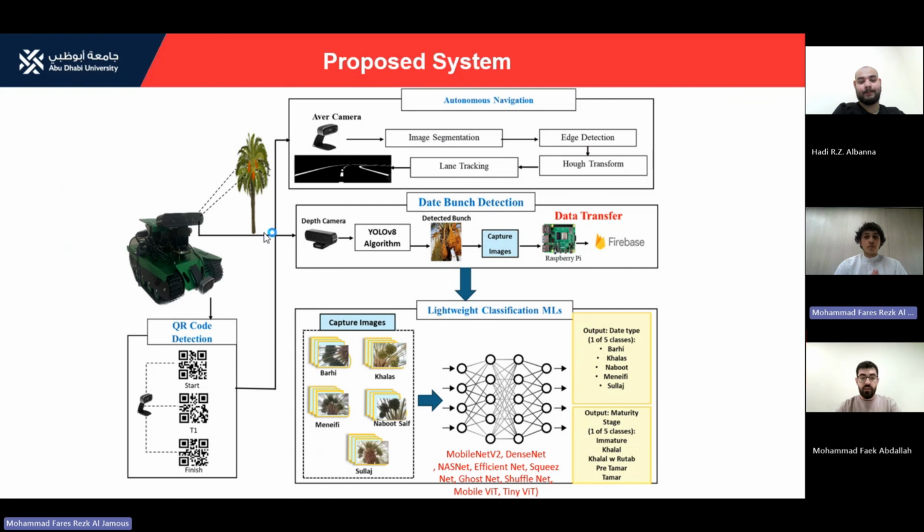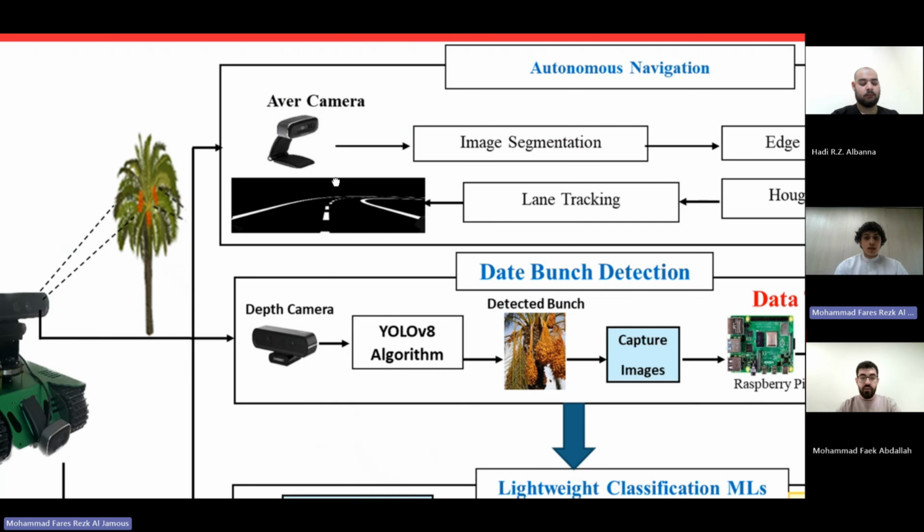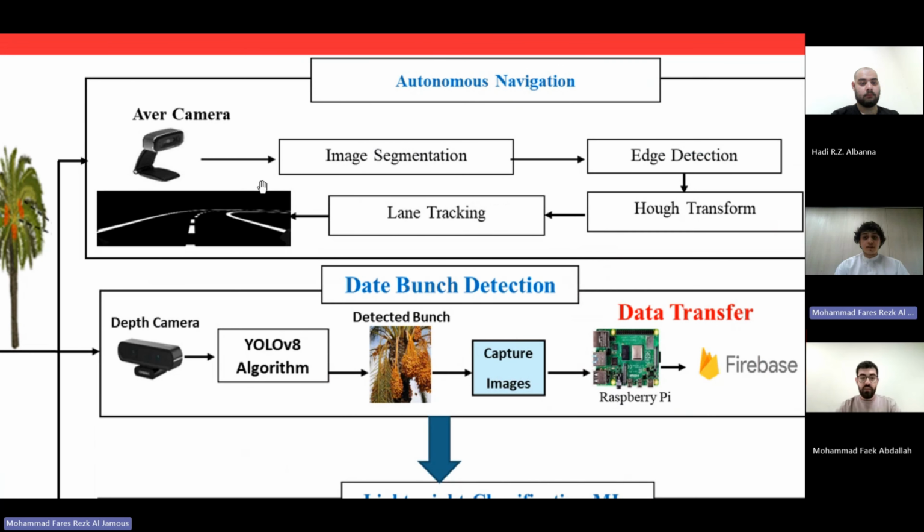Welcome everyone. I will present our end-to-end automated system for agriculture monitoring, specifically designed for date palm farms. Our system is mounted on an autonomous robot that navigates through the farm using an AgriVision camera. It uses image segmentation and lane tracking to move safely and accurately along the paths.